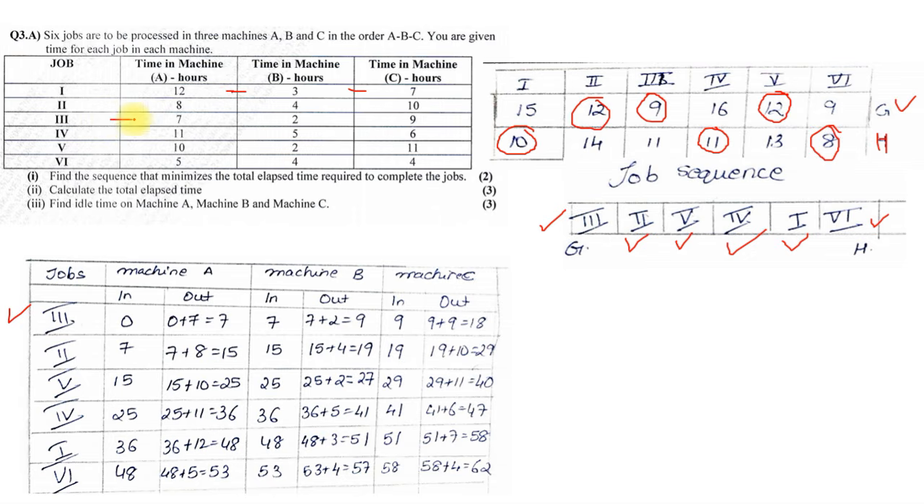The third job's time on A was 7. So 0 plus 7 is 7. Then 7 plus the second job's 8, that is 15. 15 plus 10, 25. 25 plus 11, 36. 36 plus 12, 48. And 48 plus 5, 53.